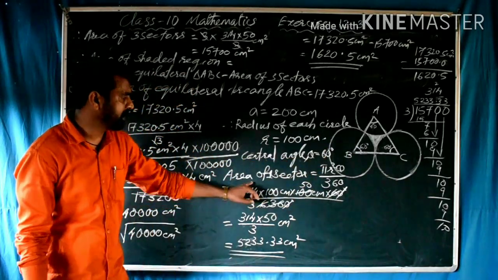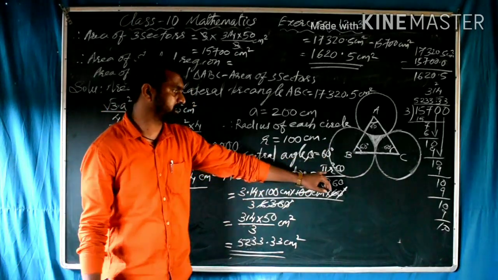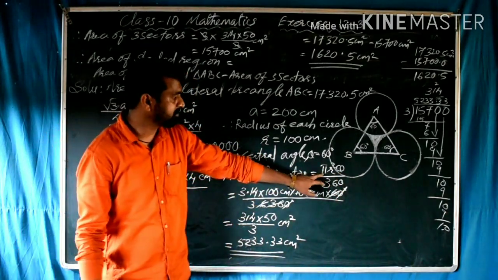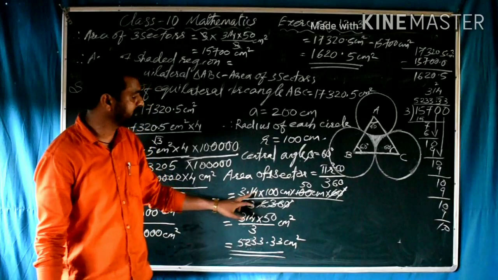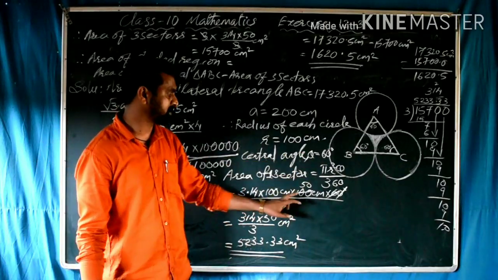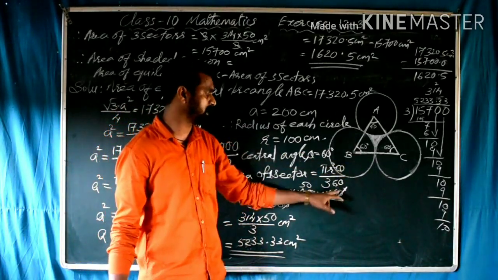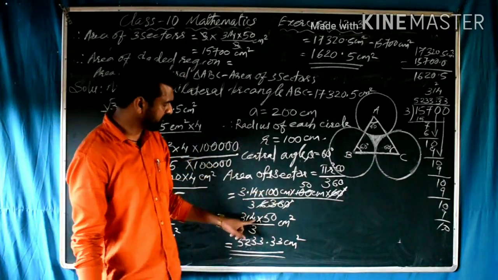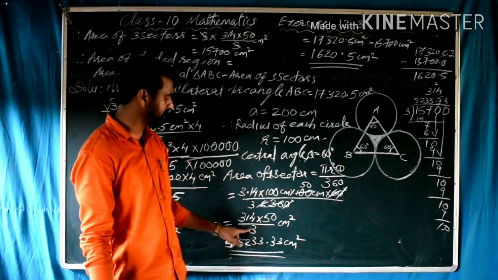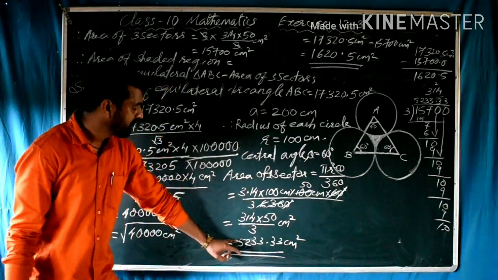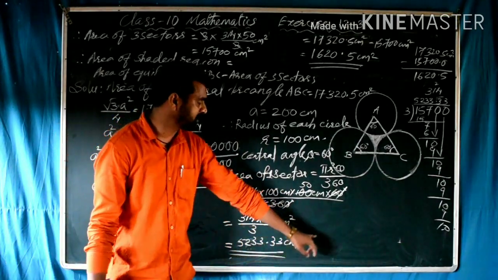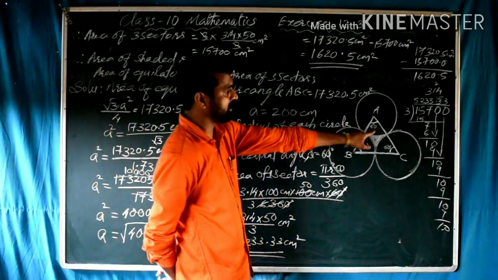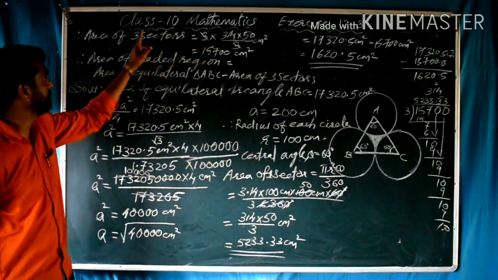Then we will find the area of one sector. Area of one sector is equal to pi r square theta divided by 360. Pi value is given in the question, 3.14, into radius 100 centimeter into 100 centimeter, central angle theta 60 degrees divided by 360 degrees. Solving this, we get 314 into 50 divided by 3 centimeter square, that is 5233.33 centimeter square.